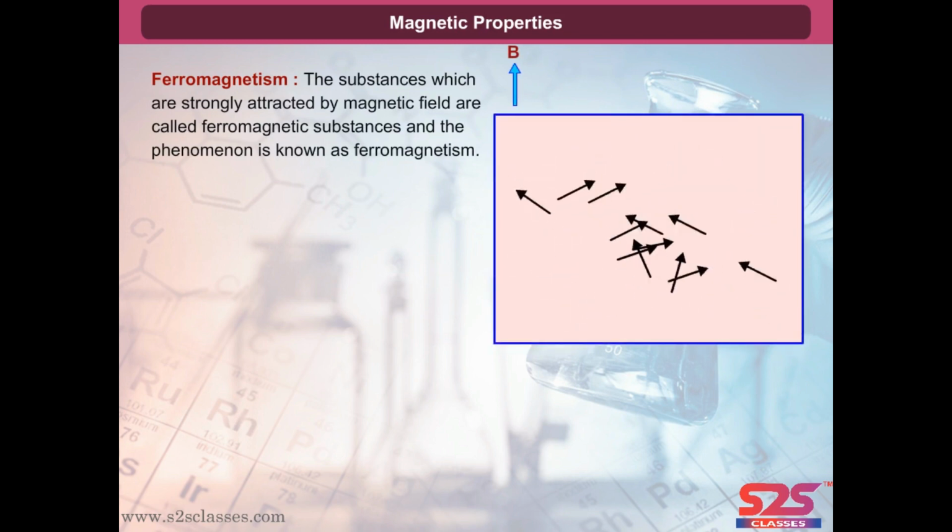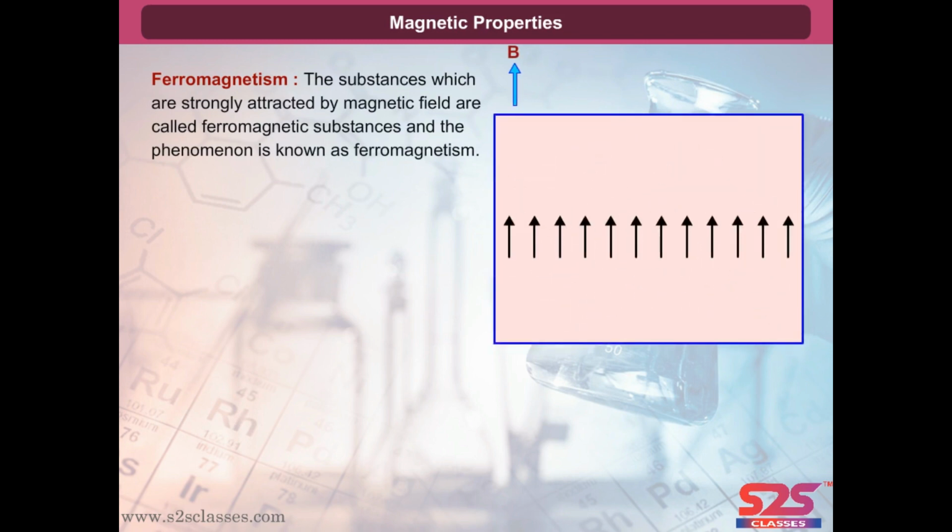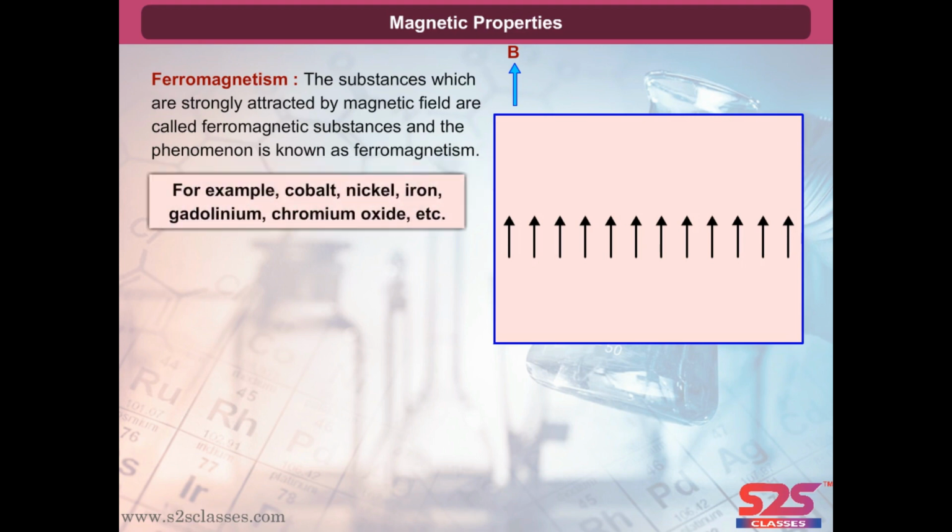Ferromagnetism. The substances which are strongly attracted by a magnetic field are called ferromagnetic substances, and the phenomenon is known as ferromagnetism. For example, cobalt, nickel, iron, gadolinium, chromium oxide, etc. These substances can also be permanently magnetized.